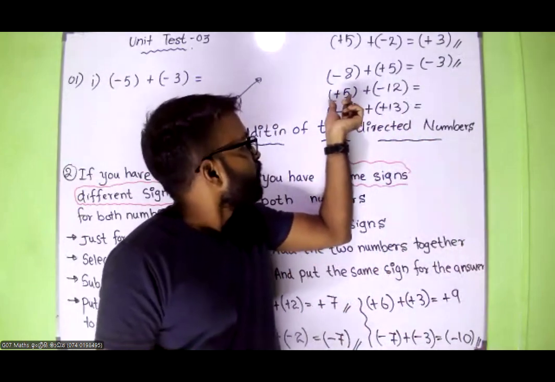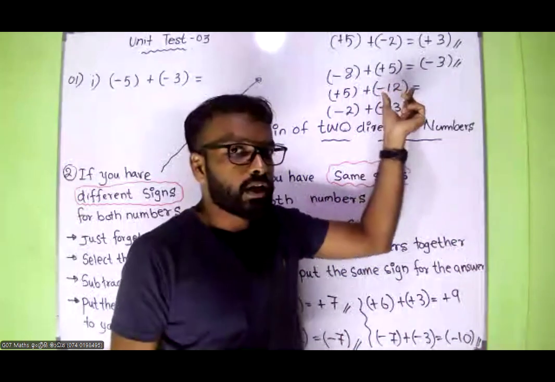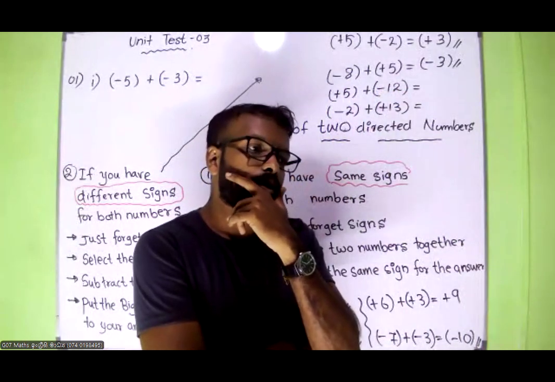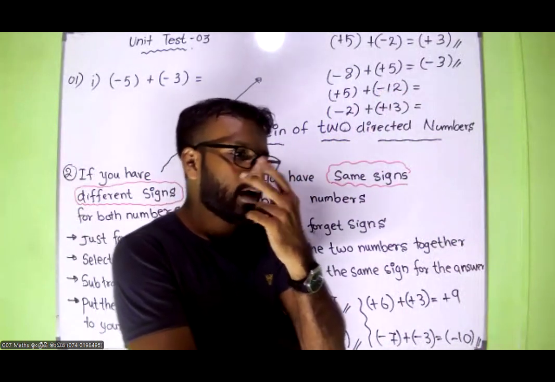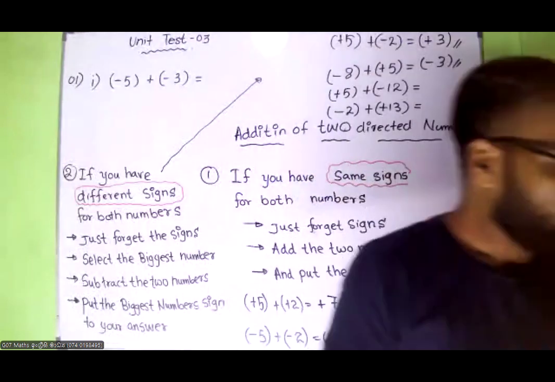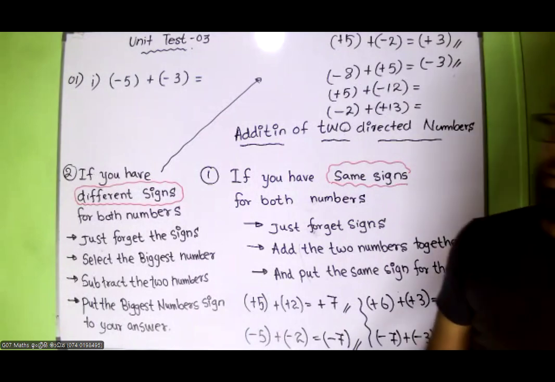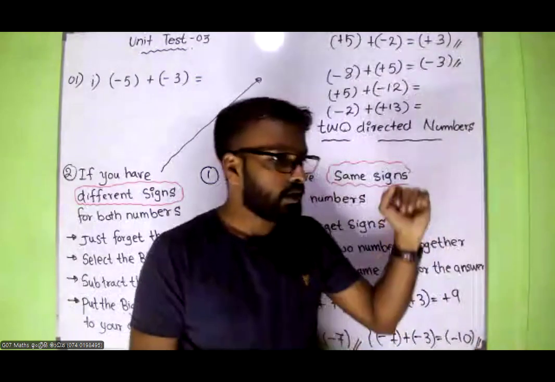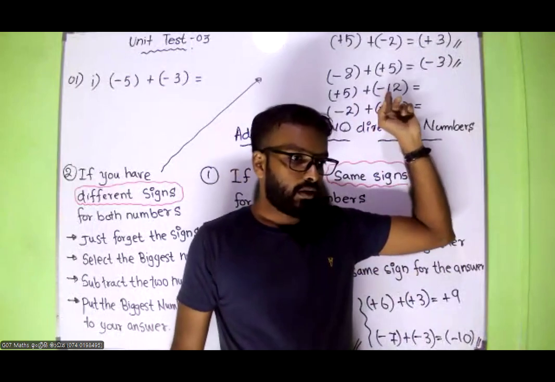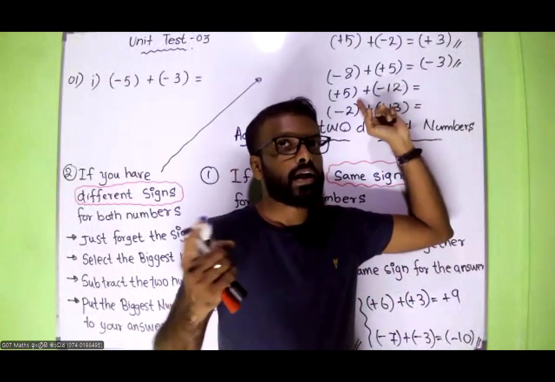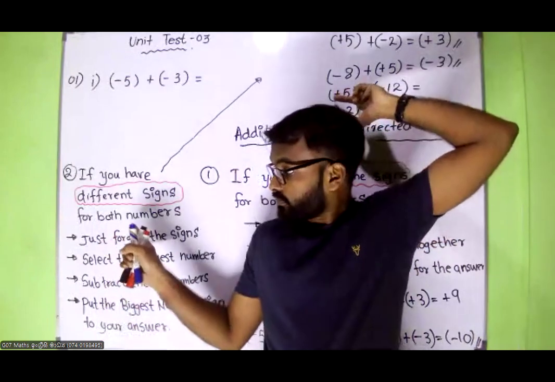Now, positive 5 and negative 12. Positive 5 and negative 12. Now I have two directed numbers, two different signs. Not the same sign, but two different signs. 5 and 12. So, positive 5 and negative 12. So, what do I have to follow?